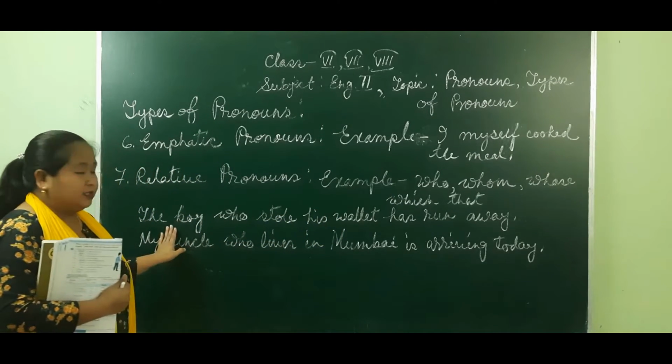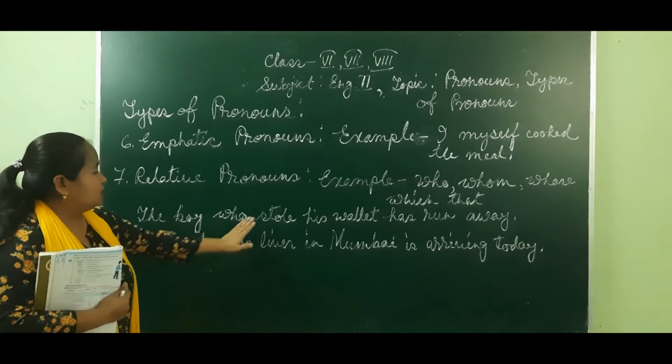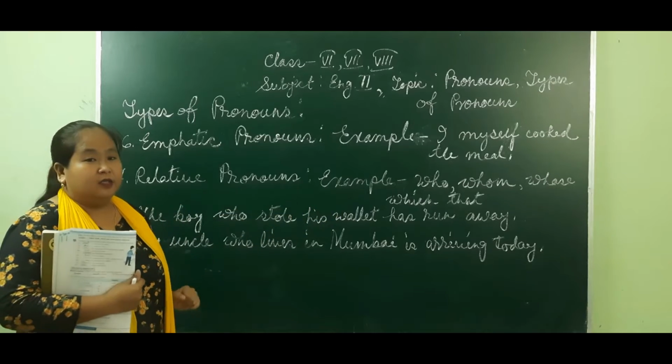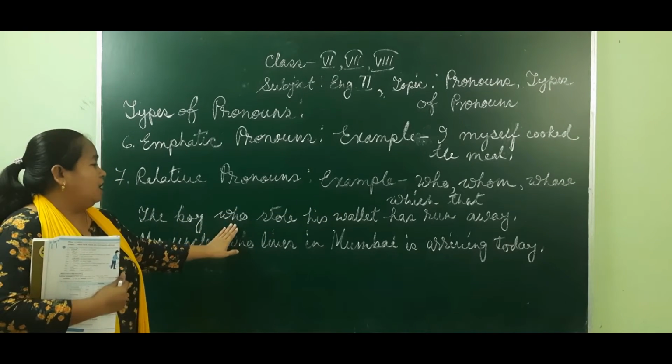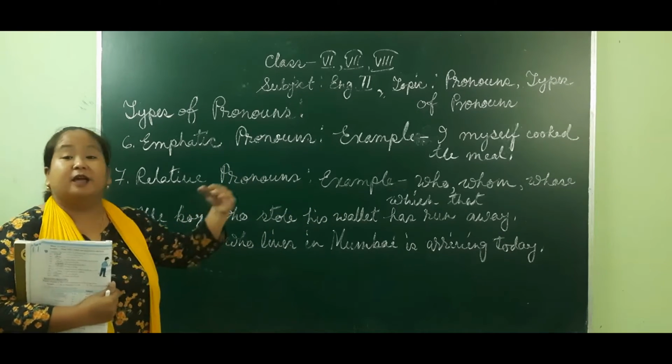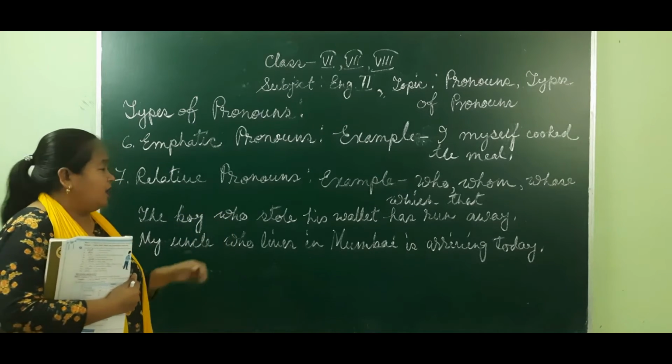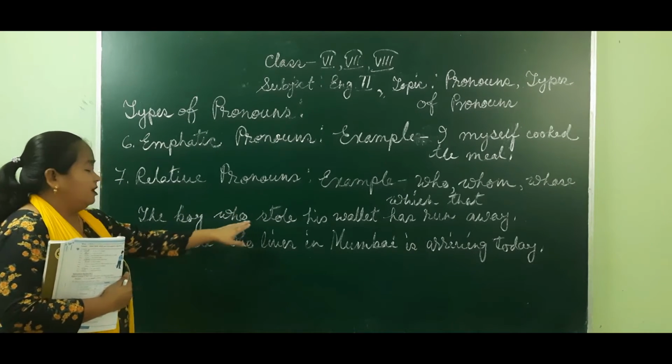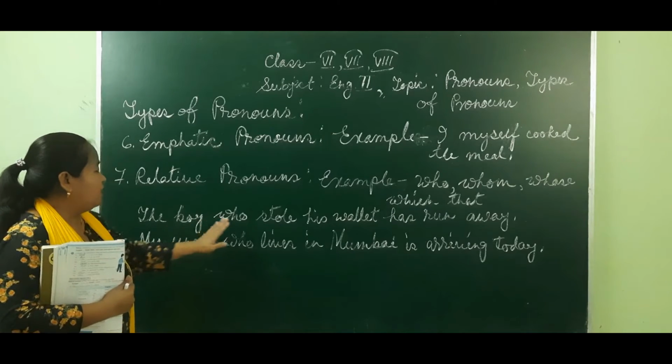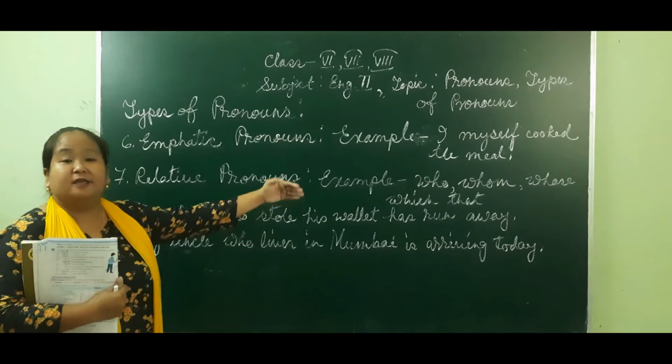Here we have a sentence example: the boy who stole his wallet has run away. I can also say the boy stole his wallet, he has run away. Instead of saying it like that, we join the sentences by using the relative pronoun who. The boy who stole his wallet has run away.